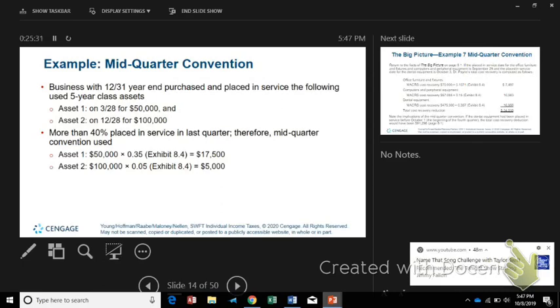And the more money you have, the more purchases you have in the fourth quarter, the bigger effect it's going to have on you. So half-quarter convention with the double declining is obviously going to have a bigger effect the more that you purchase in that fourth quarter.